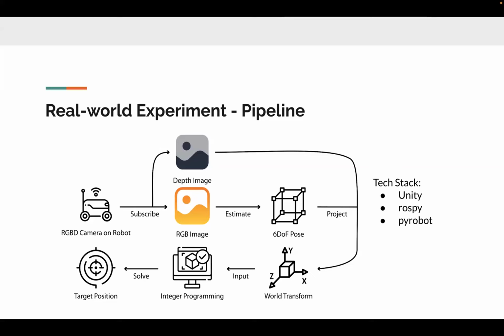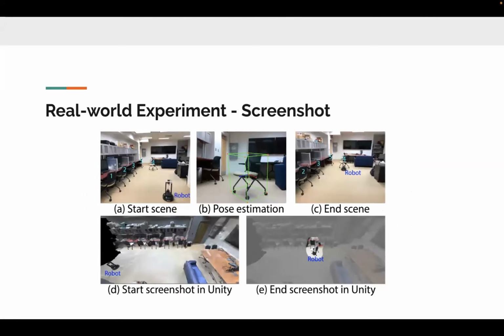For the technique stack, we use Unity, ROS-PY, and Pyrobot. Here is a screenshot. You can see in figure A, that's the setup. We have 5 chairs, and in the right bottom we have a robot. It's a LoCoBot. Figure B is the pose estimation result. Actually, this image is taken by the robot camera.